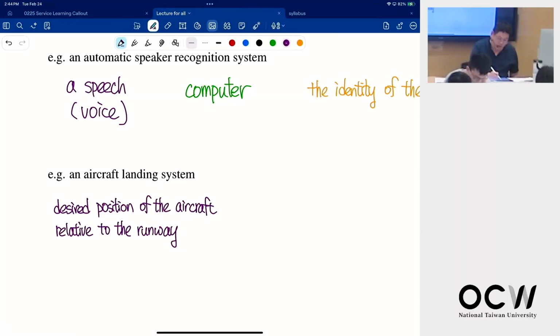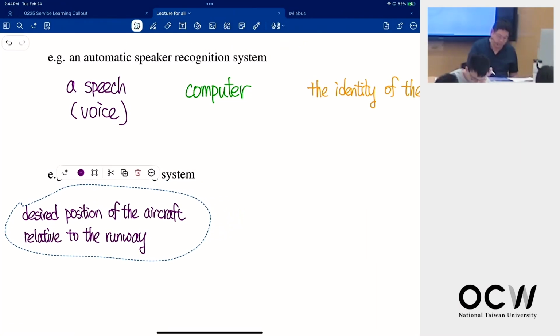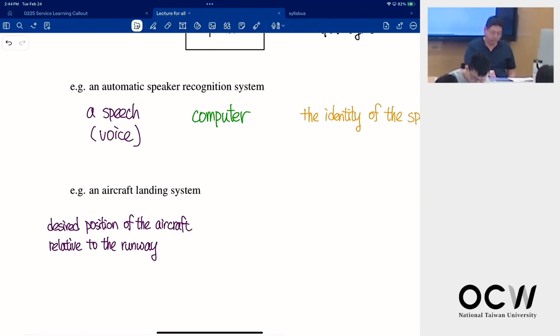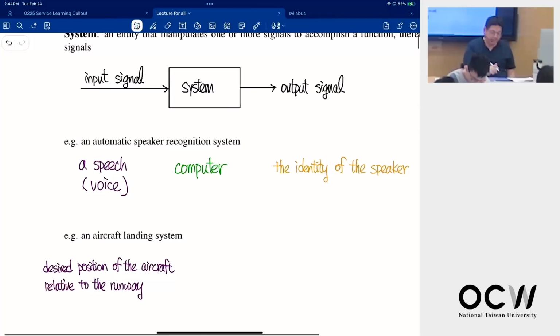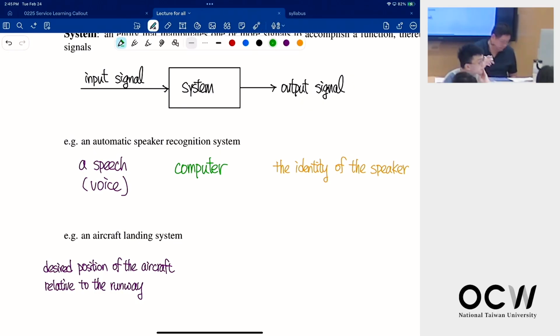And then what is the system? What could the system be? I send this signal to that system, right? So I have to send the position to the airplane, right? So the system could be the aircraft.